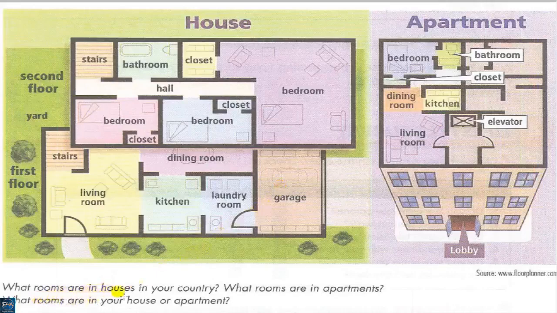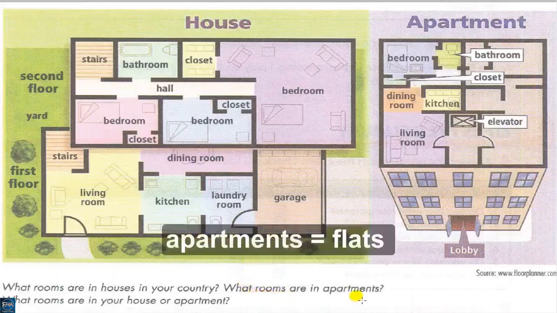What rooms are in houses in your country? What rooms are in apartments? In Egypt, we have villas. The villa has a living room, kitchen, laundry room, dining room, garage, bedrooms, bathrooms. What rooms are in apartments?